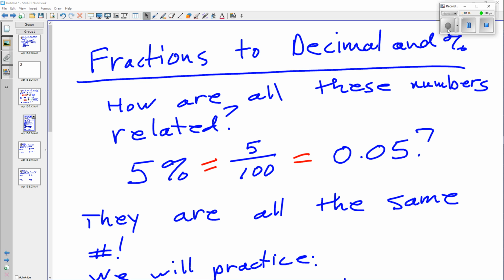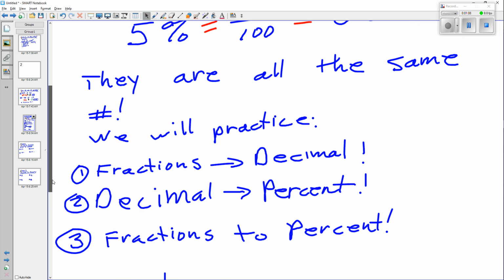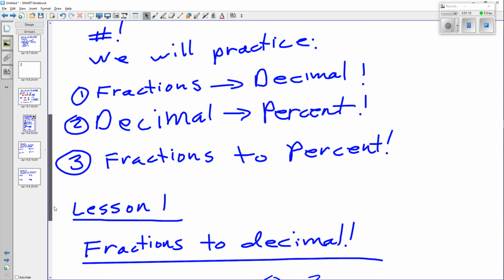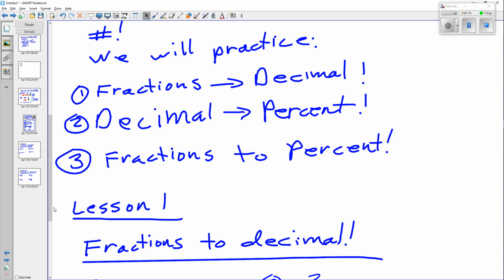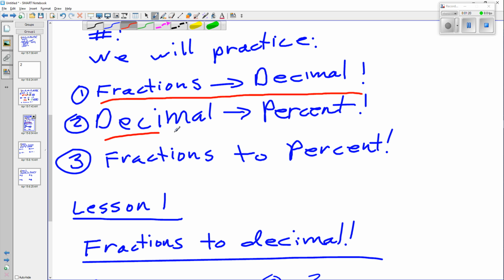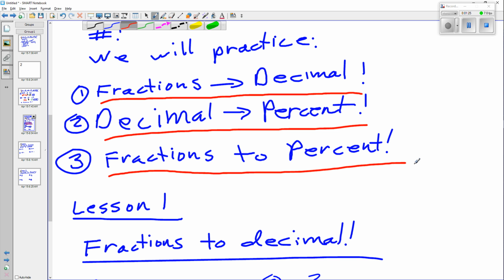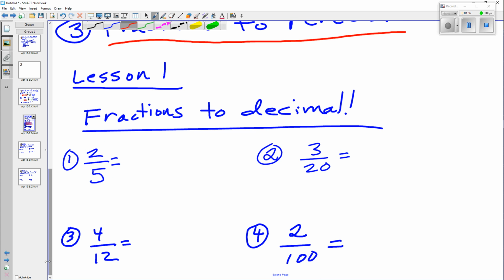So for today's lesson, we'll need to practice 3 different types of problems. 1, we'll have to practice fractions to decimals. Then we're going to do decimals to percent. Then we're going to do fractions to percent. And then finally, we'll do one big problem where everything comes together. Okay. Now, let's take a look at lesson 1, fractions to decimals.